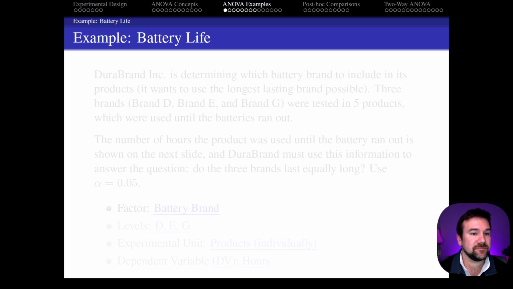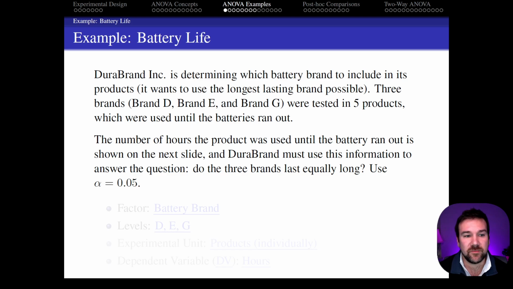So let's get started. For our first example, we'll be looking at battery life. We're studying this hypothetically as a company trying to determine which battery brand to include in its products. So we're not a battery selling company, we're a company that purchases batteries to include in the products that we ship. Ideally, we'd like to use the longest lasting brand possible.